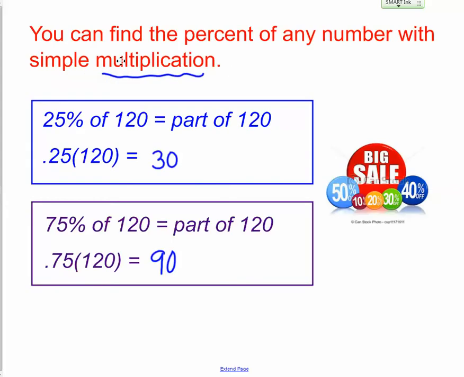You can find the percent of any number just by multiplication. So 25% of 120, to get that part, I just multiply 25 hundredths times 120 and I get 30. 75% of 120, again, is just a part of 120, and I just multiply the decimal form, 0.75, times 120, and I get 90. And this should make sense because 25% is the same as a fourth, and a fourth of 120 is 30, and this is 3/4, so I need 3 of those to make 3/4, which is 90. So whenever you're finding the part, and it's less than 100%, you just multiply.